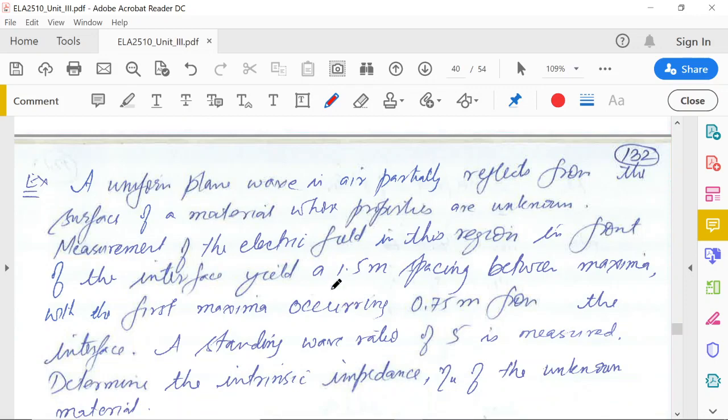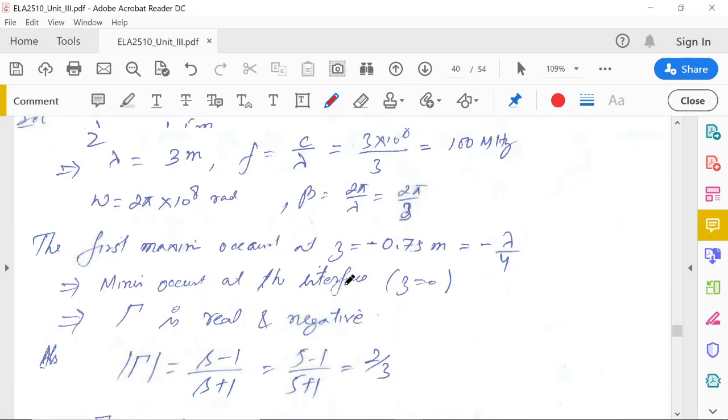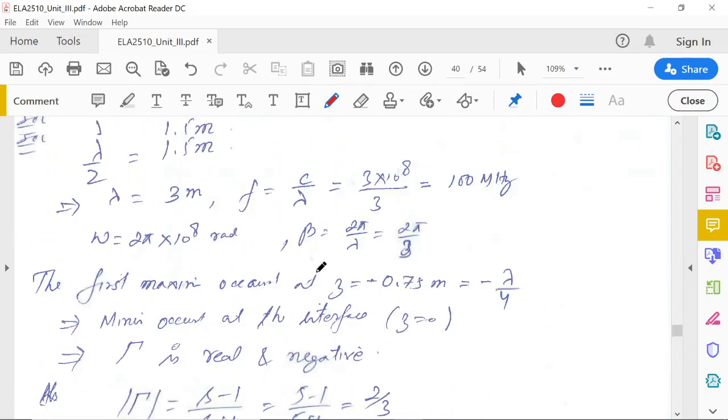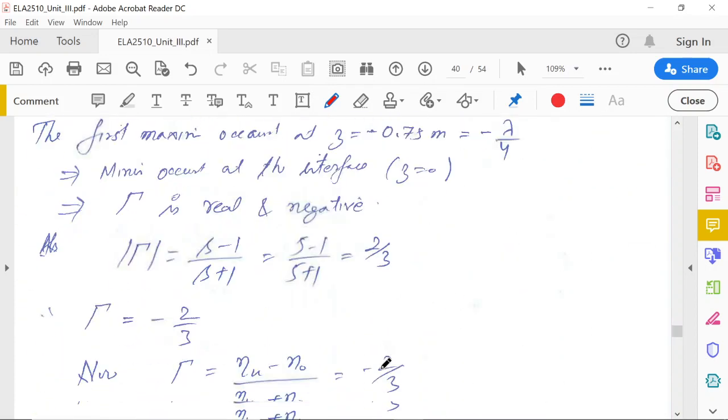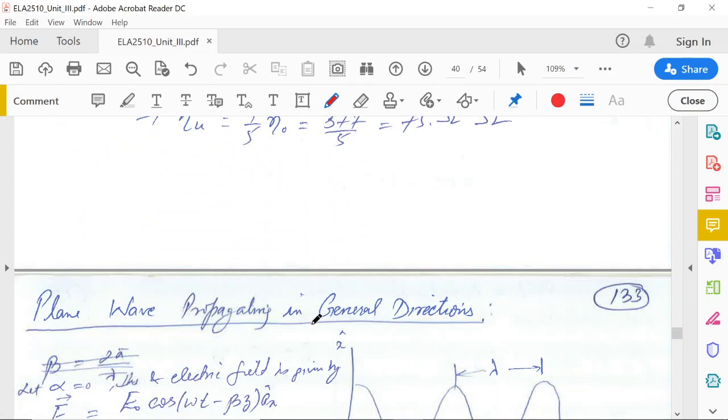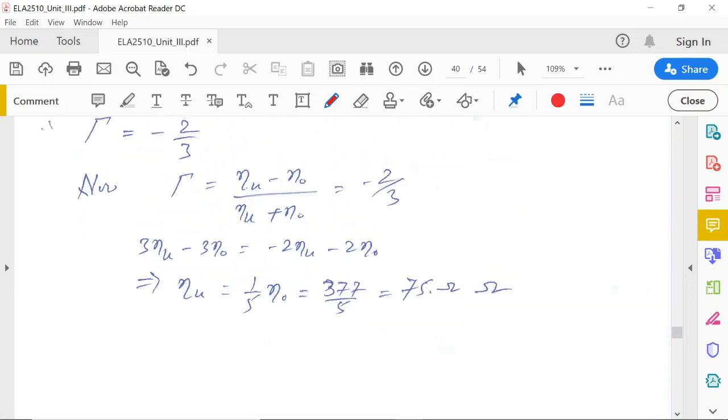Similarly, there is another example. You can go through this and try to understand it first. Here they have asked to find the standing wave ratio in gamma. Okay, so I stop here.